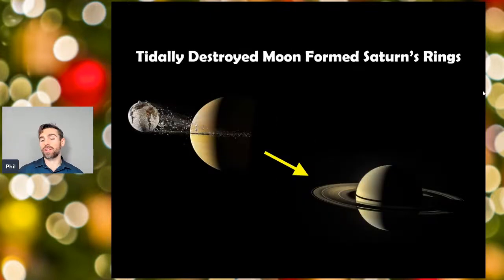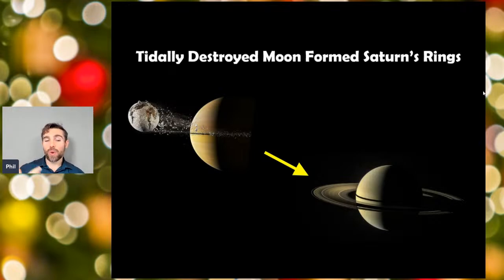Now, the next one is from a tidally destroyed moon. So here we have Saturn's rings. Saturn's rings are more significant than the other ones. Jupiter, Uranus, and Neptune all have rings, but they're not very large or massive. We struggle to see them from Earth. But Saturn, you can again see with a really small telescope.